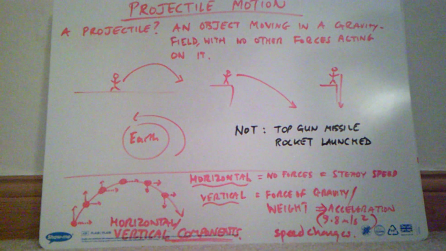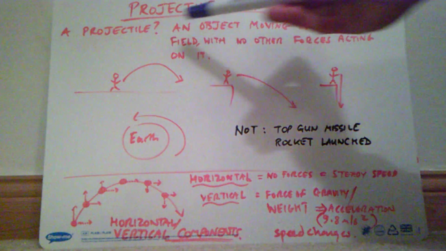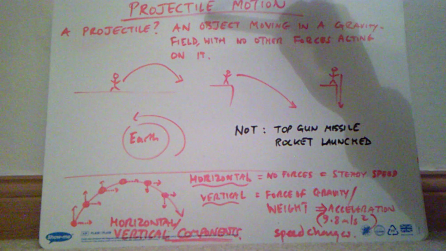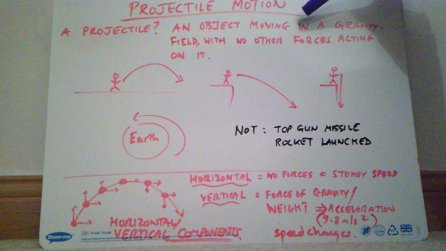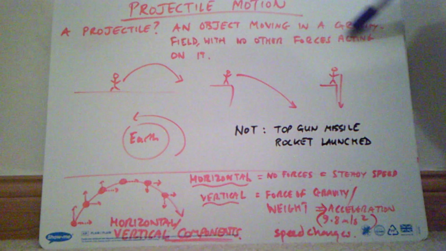Alright, projectile motion. What even is a projectile? A projectile is an object moving unsupported in a gravity field with no other forces acting on it.